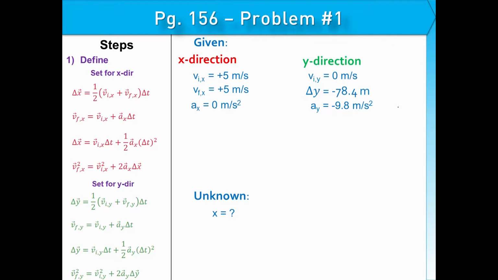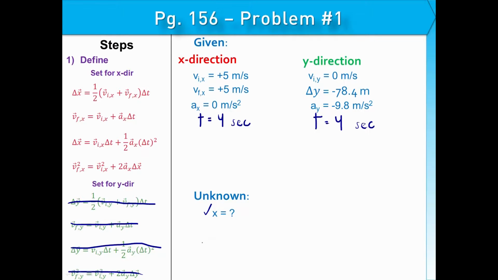So from part A, we know that the time it takes for the stone to fall from the top of the cliff is going to be 4 seconds. So I'm going to put that here. But the time is also going to be the same in the x direction too. So if the stone was to travel horizontally, it will only travel for 4 seconds. So looking at our unknown, we're going to start with this. We see that we need the x displacement. So that means that the equations in the y direction, we won't need them because we're working with x, not y. So I'll cross them all out.